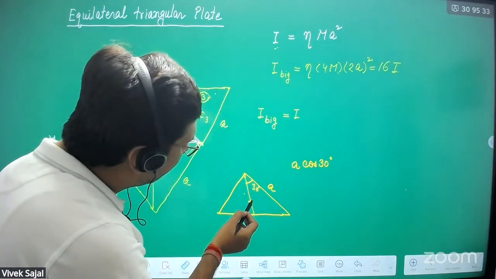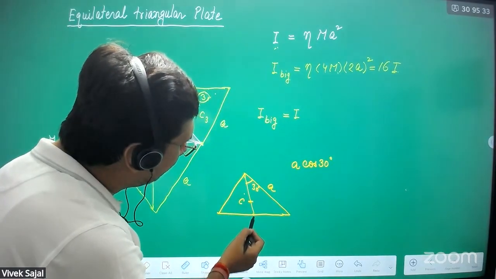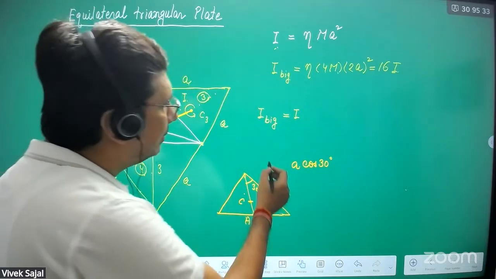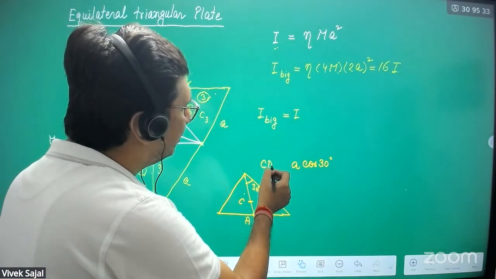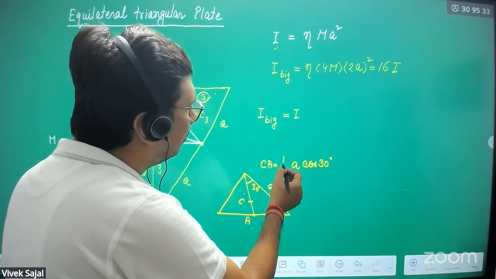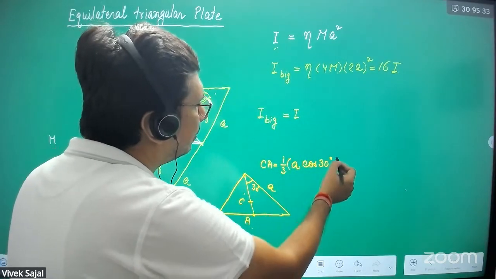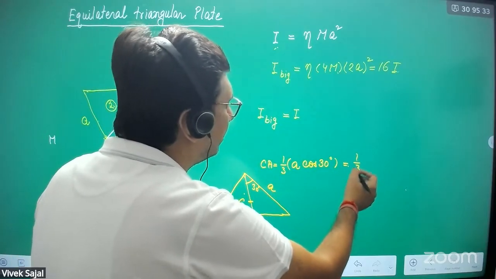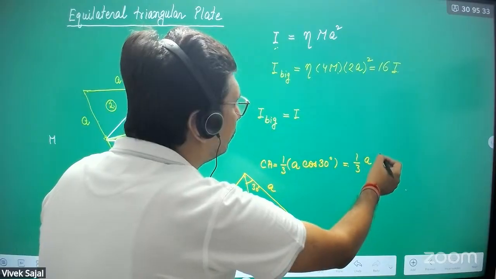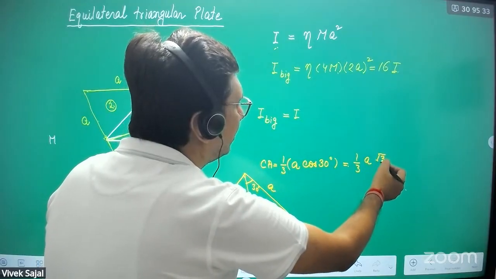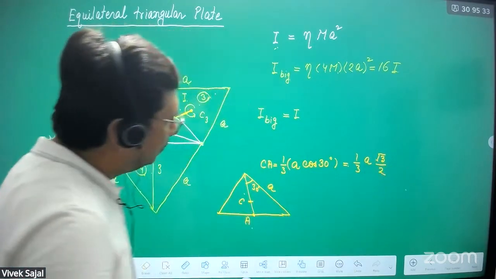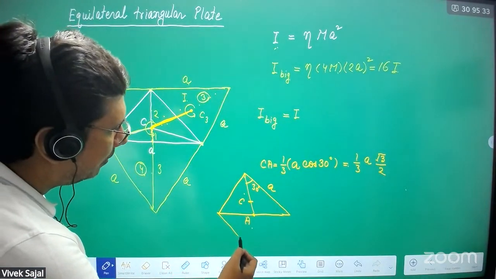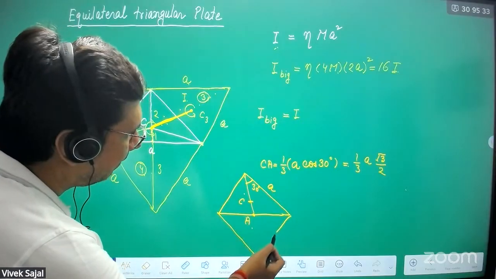And this point is C. If I call this point A, I'm calling it A. So what will be CA? CA will be 1/3 of this A cos 30. So how much does this become? 1/3. Okay, A is here, √3/2. Now you have placed two equilateral triangles side by side.